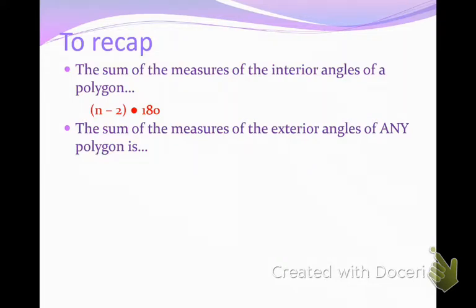This one, the sum of the measures of the exterior angles of any polygon. So this one is asking, how much do the exterior angles add up to? Audrey? 360. It is 360. Equal sides on a polygon. What is that word? Regular. Equilateral. Perfect.